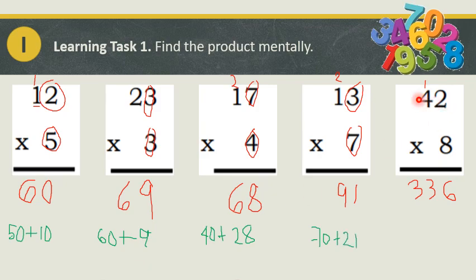Dito sa 42, 40 times 8 ay 320. Tapos, yung 2 times 8 ay 16. Pag pinag-add natin yung 320 plus 16 ay 336.